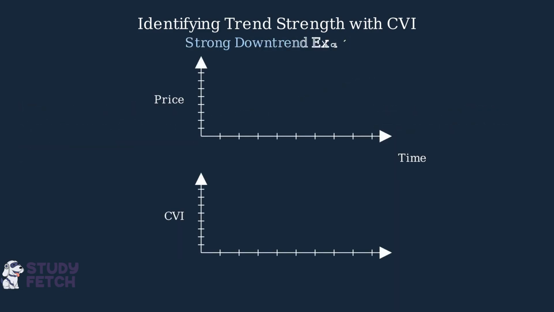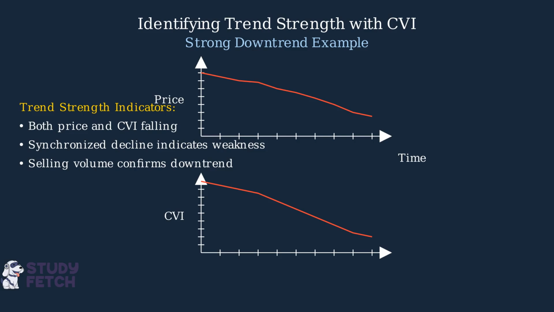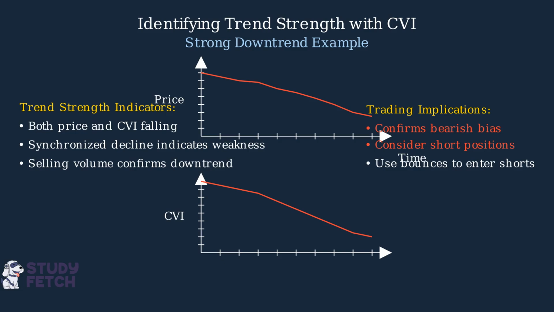Now, let's examine a strong downtrend where both price and CVI are falling. In a strong downtrend, we see price consistently declining. The Cumulative Volume Index also falls, confirming this bearish trend. When price and CVI fall in tandem, it signals strong selling pressure. This synchronized decline confirms the downtrend's strength and suggests further price deterioration is likely. For traders, this confirmation supports a bearish outlook. It presents opportunities for short positions, potentially using price bounces as entry points.